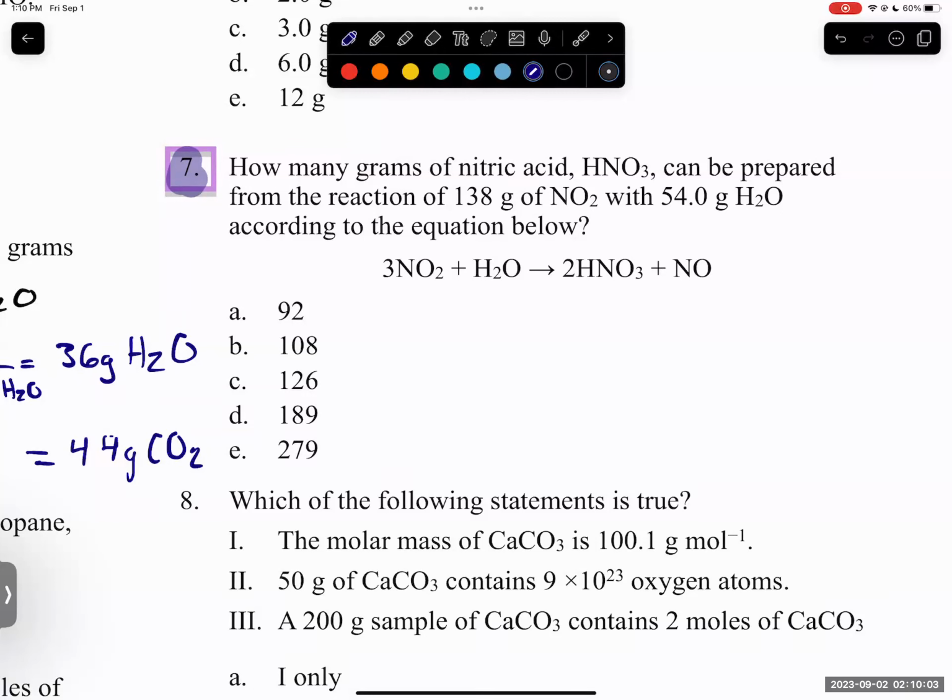Limiting reagent or limiting reactant, right? So that's something we always got to think about every time we're given the mass of more than one reactant. So in this case, we're given the mass of nitrogen dioxide and we're given the mass of water that we started with. So we need to immediately think about limiting reactant, okay? So next is how do we find limiting reactant?